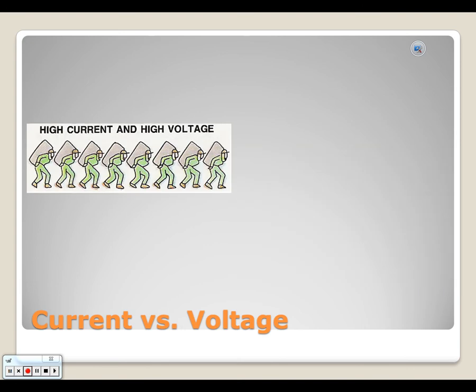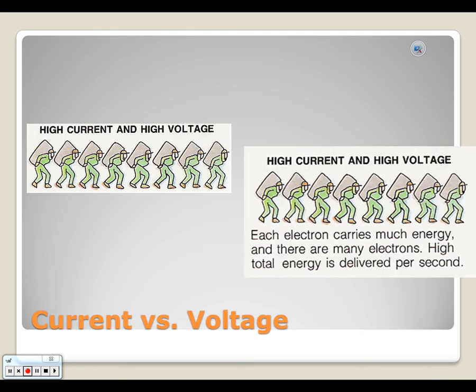Then we start getting into the dangerous stuff. High current, high voltage. Now, we can have high voltage, which may not necessarily be dangerous. So, high current, high voltage, lots of energy, lots of charges.